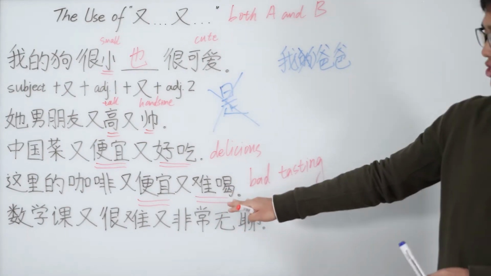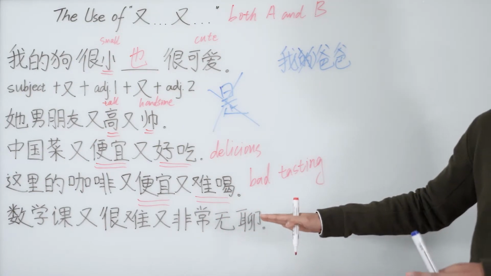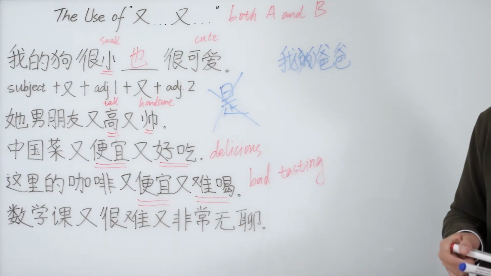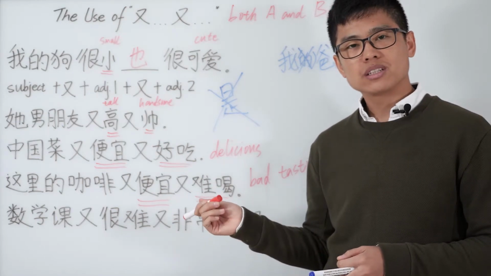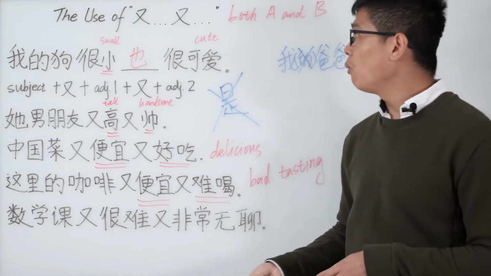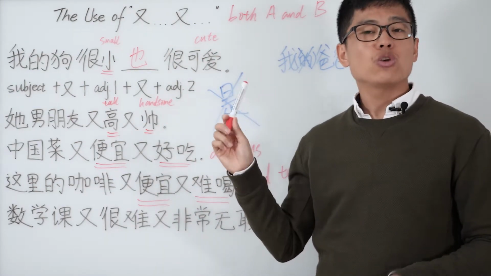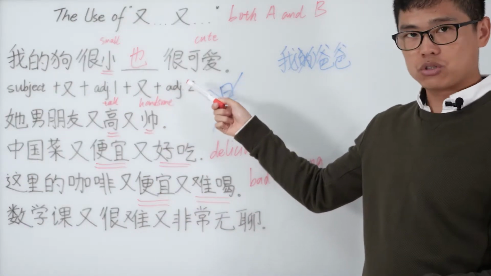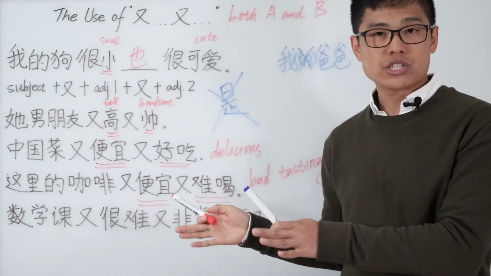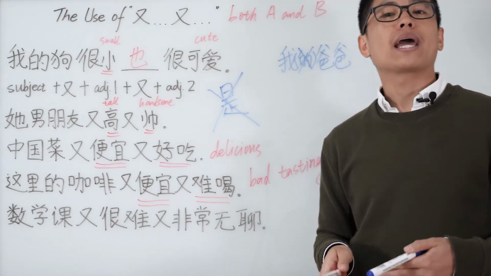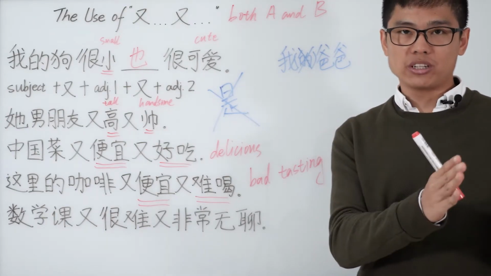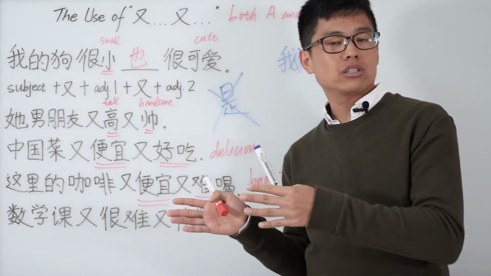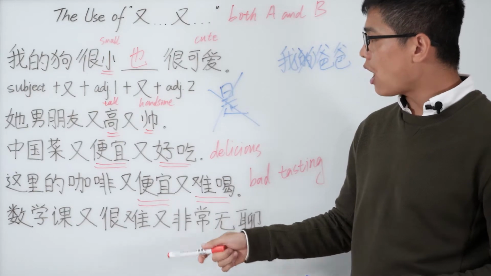Now, I put a sentence here, but not every sentence is correct. So for this sentence, it's actually a wrong sentence. Why is it wrong? Now, I forgot to mention just now, when you use yo structure, you have to make sure that both adjective 1 and adjective 2 have to be on the same side. By same side, I mean they cannot be one good and one bad. They have to be either both good or both bad. Okay? So they have to be on the same side.